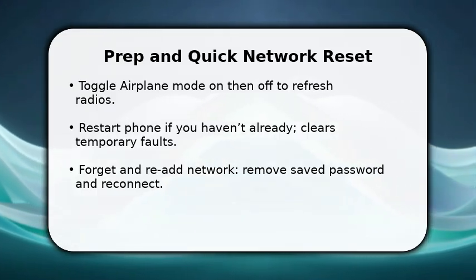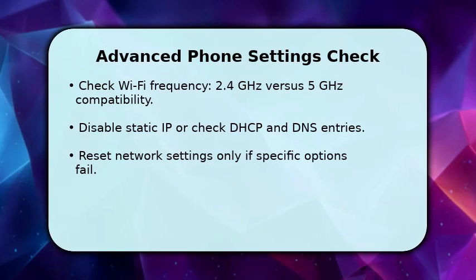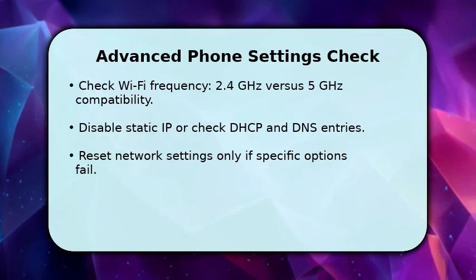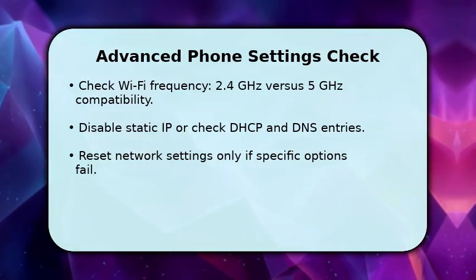Now you dig into settings to remove configuration conflicts. Check whether your phone and router agree on 4 GHz or 5 GHz. Older phones may not support 5 GHz.